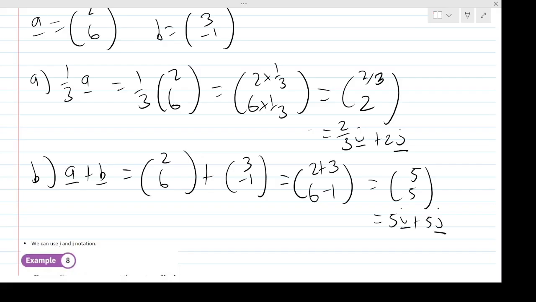Okay, so hopefully you start to get the idea of I and J now, how we write things down that way. So literally I for the top part or the X part, and J for the bottom or the Y part.